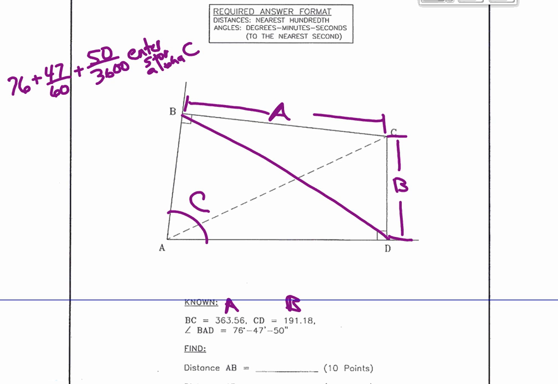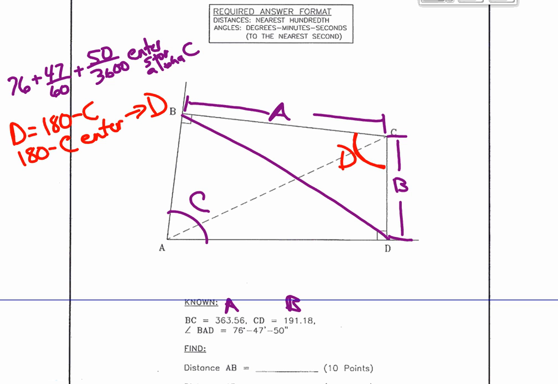And so the first thing I'm going to find is this angle D. And since that adds up to 360, there's a 90 and a 90, that's 180. So C and D together add up to 180. So D is just going to equal 180 minus C. And so I'm going to do 180 minus C, enter, and then store as alpha D. So I have all of the angles there.